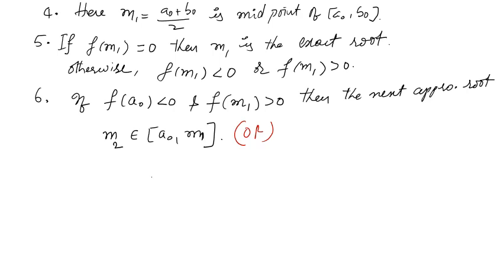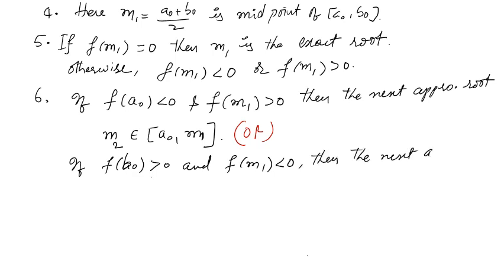Or the chance. What is the chance now? If f of a0 is greater than 0, and this is now, let me take b. F of b0 is greater than 0 and f of m1 is less than 0, then the next approximate root, what is that? M2 belongs to what interval? The interval becomes M1 comma B0. To understand this concept, let me draw one line.